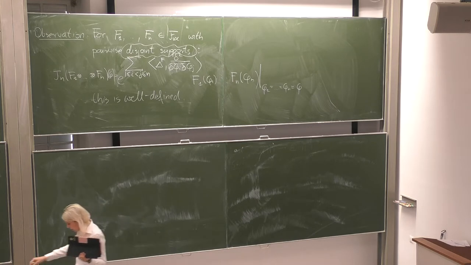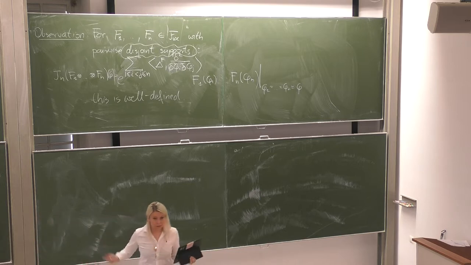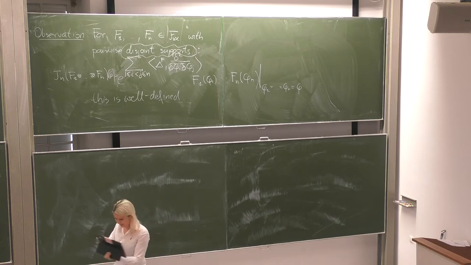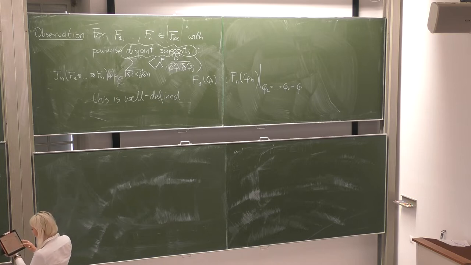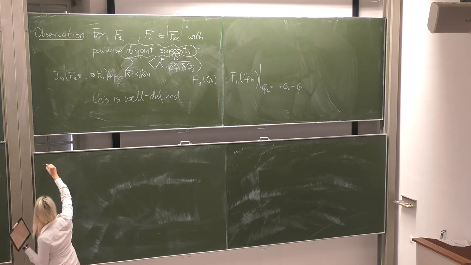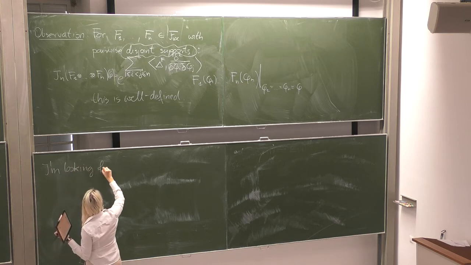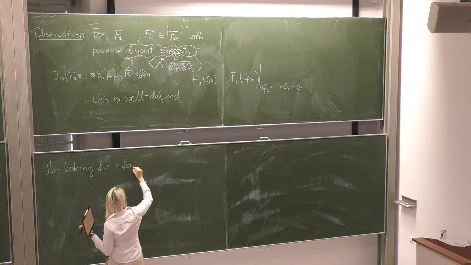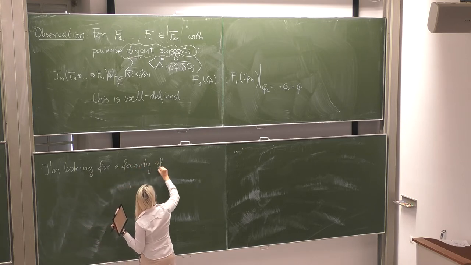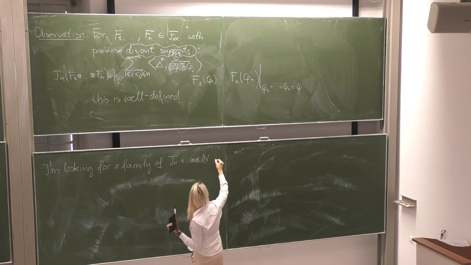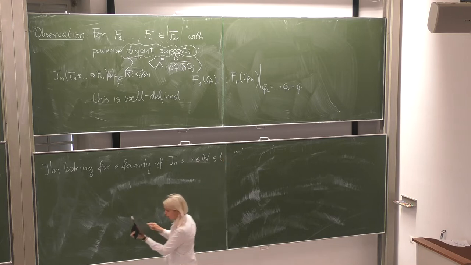So I'm going to tell you what are the properties I want from those Tn's, and then I will show existence. But existence is by construction, so that's at least partially a relief. So I'm looking for a family of Tn's such that, and let's get started.